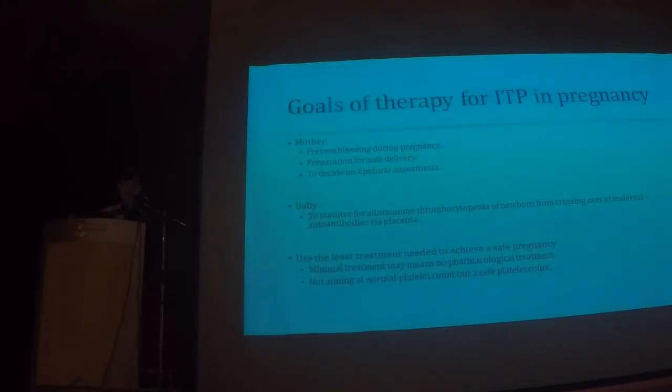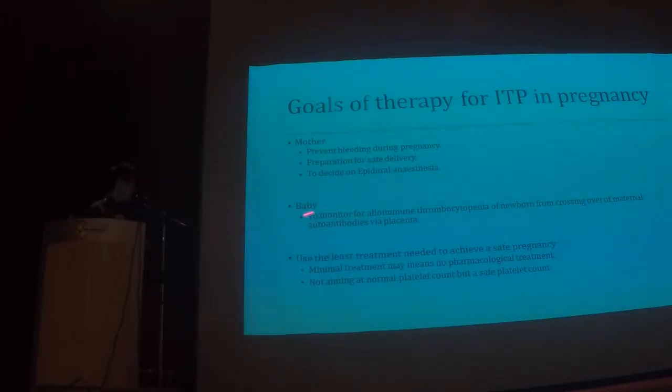So the goals of treatment for ITP, for the mother, you want to ensure that the mother does not bleed, prevent bleeding. You want to prepare the mother for safe delivery, and if you want to consider epidural anesthesia, you definitely need a higher platelet count. If your center offers routine epidural, it's something you need to discuss with the mom. If you don't, then of course life becomes much easier.